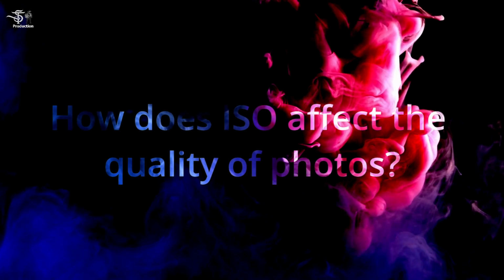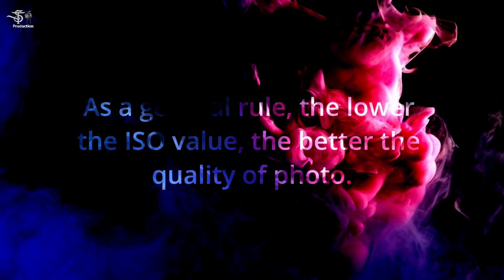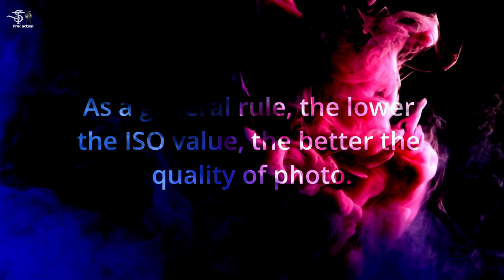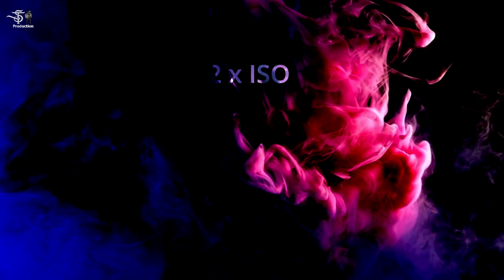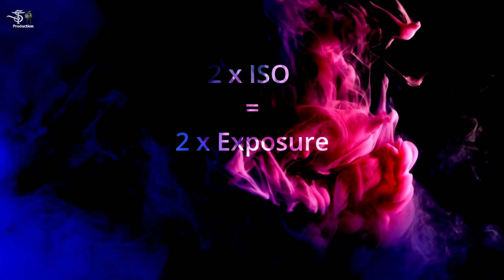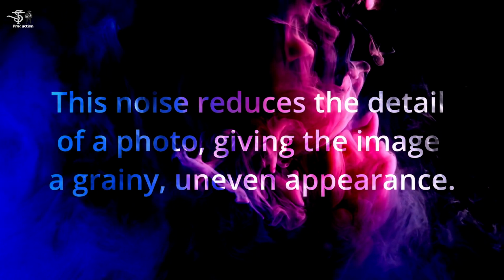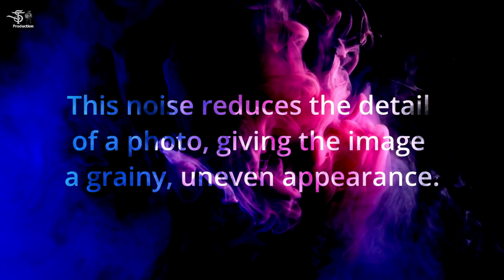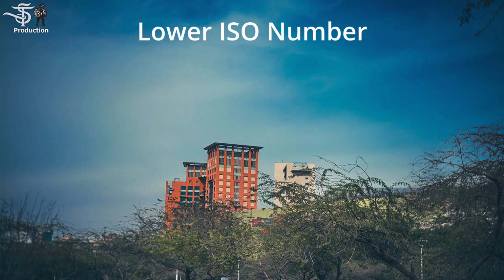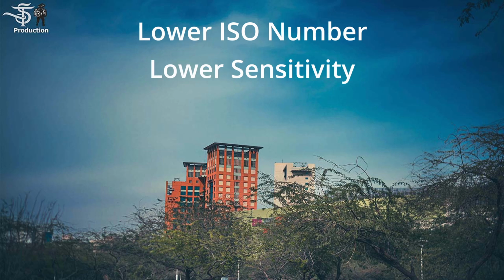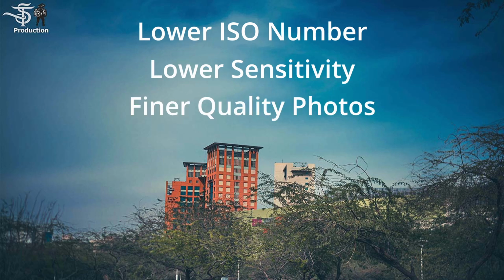How does ISO affect the quality of photos? As a general rule, the lower the ISO value, the better the quality of the photo. Doubling ISO effectively doubles the exposure, which in turn doubles the digital noise. This noise reduces the detail of a photo, giving the image a grainy, uneven appearance. Lower number equals lower sensitivity equals better quality photos.